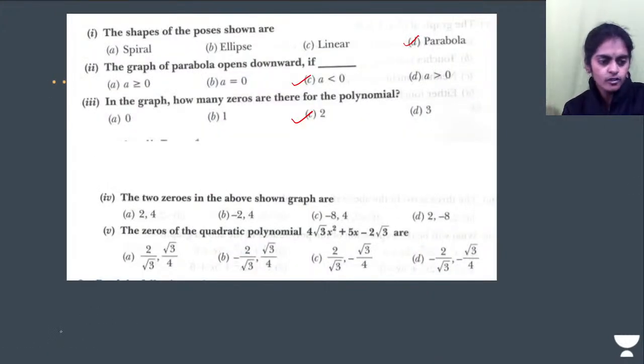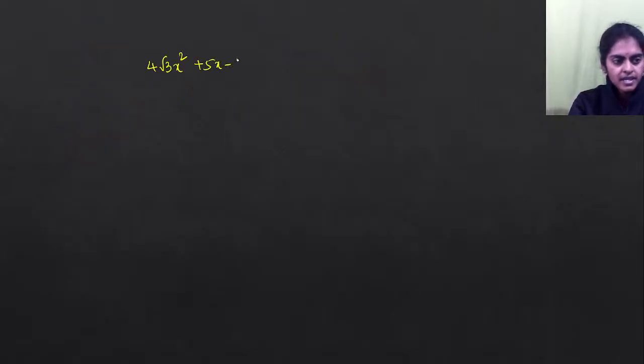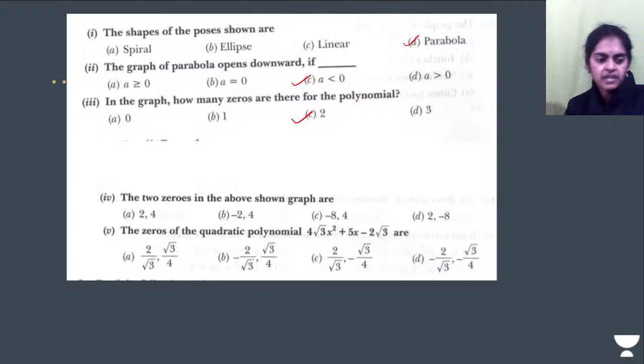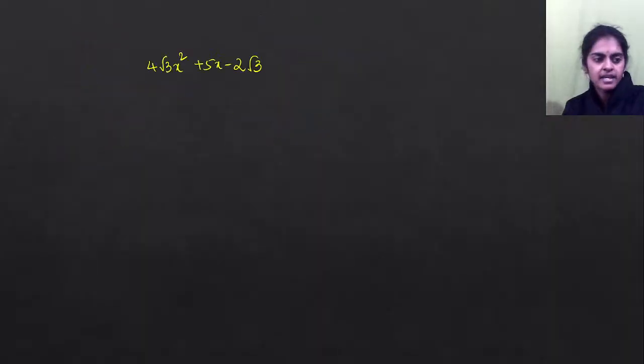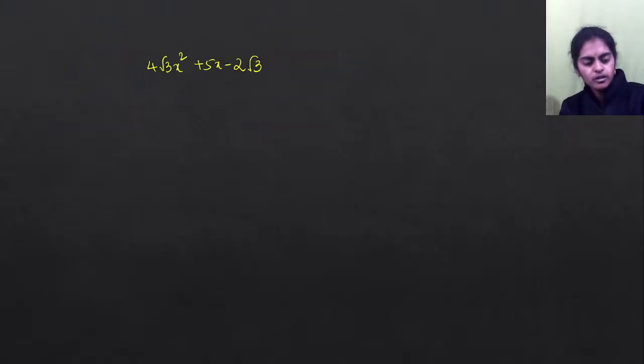Fifth question, the zeros of the quadratic polynomial. What is the polynomial given to us? 4√3x² plus 5x minus 2√3. So you have to find the zeros of the quadratic polynomial 4√3x² plus 5x minus 2√3. I just wrote the polynomial here: 4√3x² plus 5x minus 2√3.